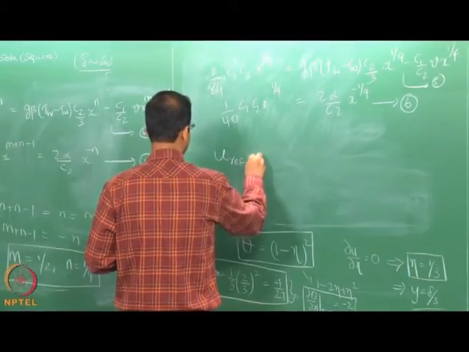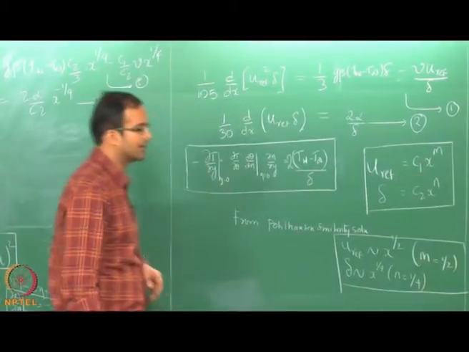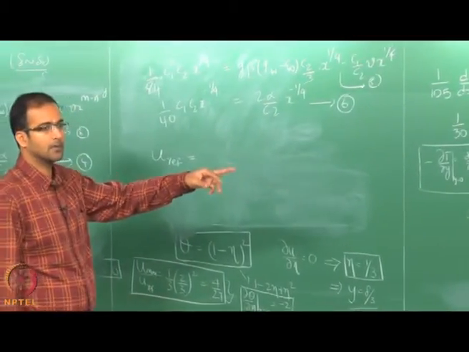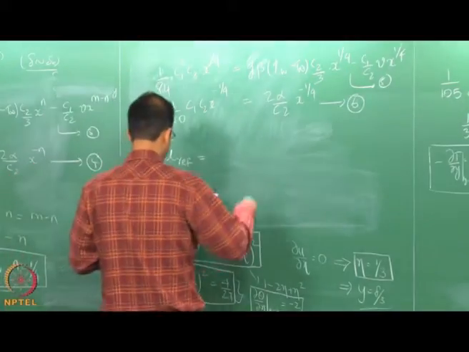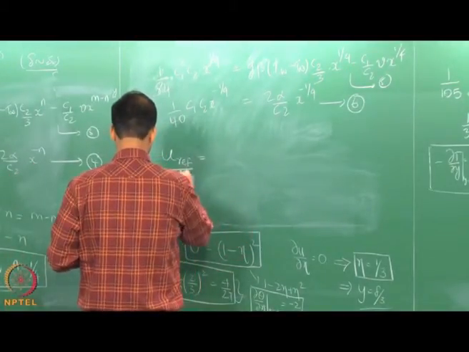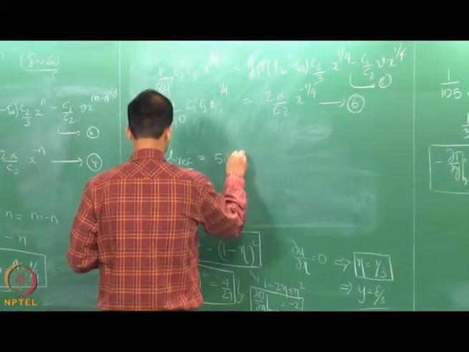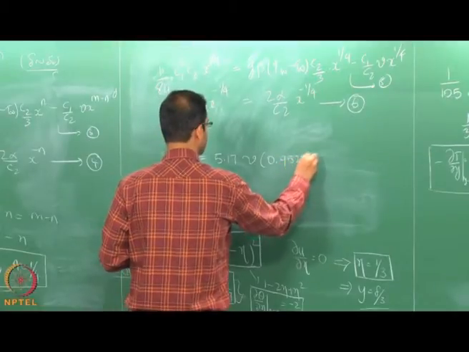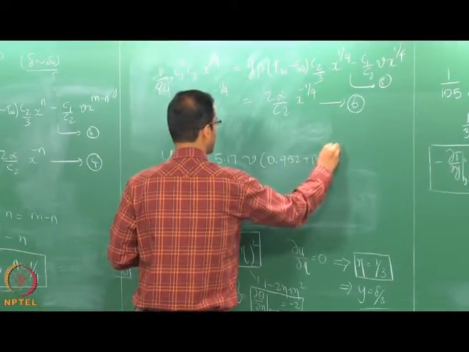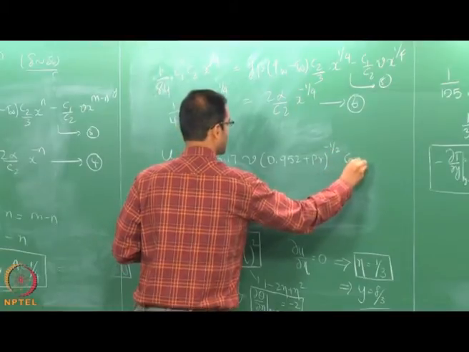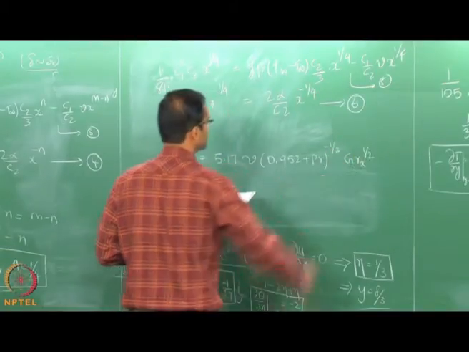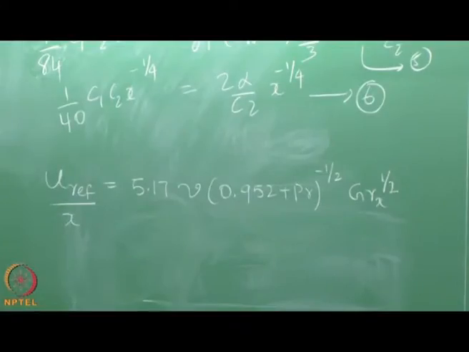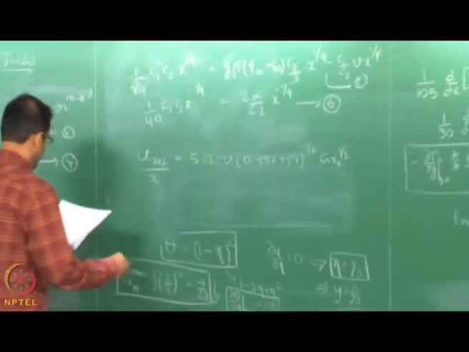Okay. So, finally, you will be able to get C1 and C2, and from that the expression for u reference, because u reference you have assumed as C1 x power m. So, you will get the constant C1 and m is already determined to be 1 by 2. Okay. So, the final expression comes out to be u reference by x is equal to 5.17 nu (0.952 plus Prandtl number) to the power minus half and Grashof number to the power half. Okay. So, if you group all the terms, define Grashof number, Prandtl number, this is what you will end up with.